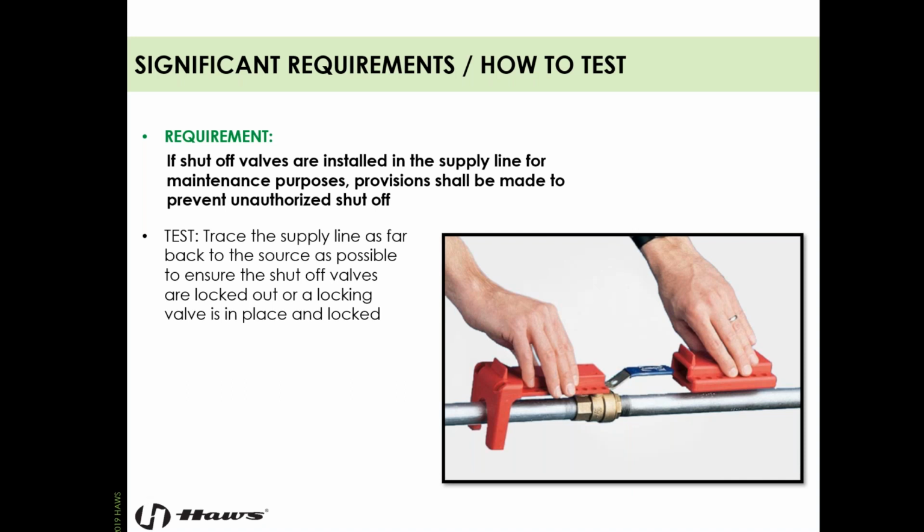Shut-off valves, a very big issue when it comes to emergency equipment. If shut-off valves are installed in the supply line for that equipment for maintenance purposes, provisions have to be made to prevent unauthorized shut-off. We don't want employees or anybody else or maintenance forgetting to turn them back on. We don't want somebody just walking by and turning the water supply off, right? Somebody's going to get a nasty surprise when they go to use it, nothing comes out. So trace the supply line back as far as you can and ensure any shut-off valves are locked open.